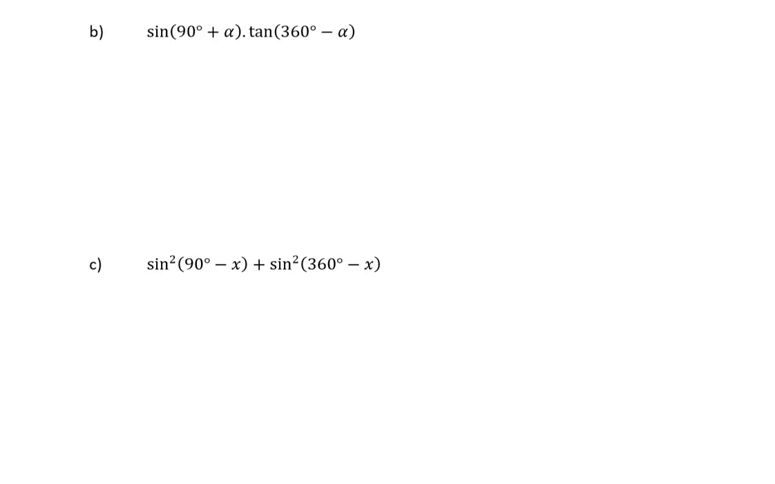Sine of 90 degrees plus alpha. First question you ask yourself is what is the sign of what's happening? And that depends on our quadrant. So if I have a look at this, 90 plus alpha will be in quadrant 2, and I'm talking about sine, and sine is positive in quadrant 2.